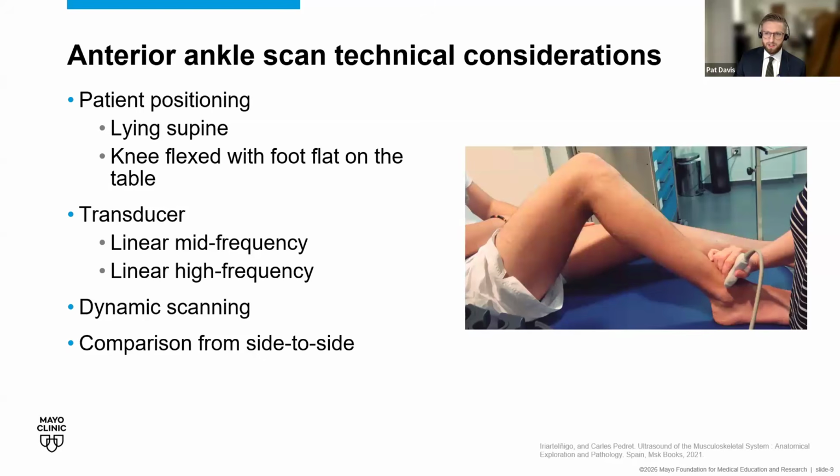Now, for some technical considerations before we go into the images, for patient positioning, typically you'll want your patient supine with the knee flexed and foot flat on the table, as you can see in this picture over on the right. For transducer selection, a linear mid-frequency or linear high-frequency transducer should be adequate to get you all of the views that you need with appropriate resolution. Dynamic scanning is incredibly important and can benefit you in revealing structures as you stress them, increase laxity or tissue movement indicating injury. And also we have two of most things, so comparison from side to side can offer you a great internal control when you're evaluating a patient.